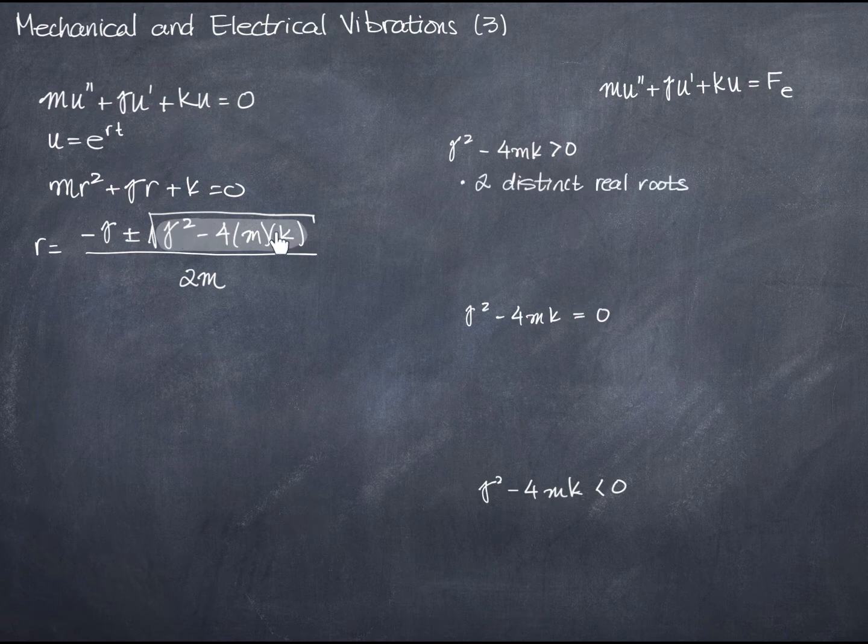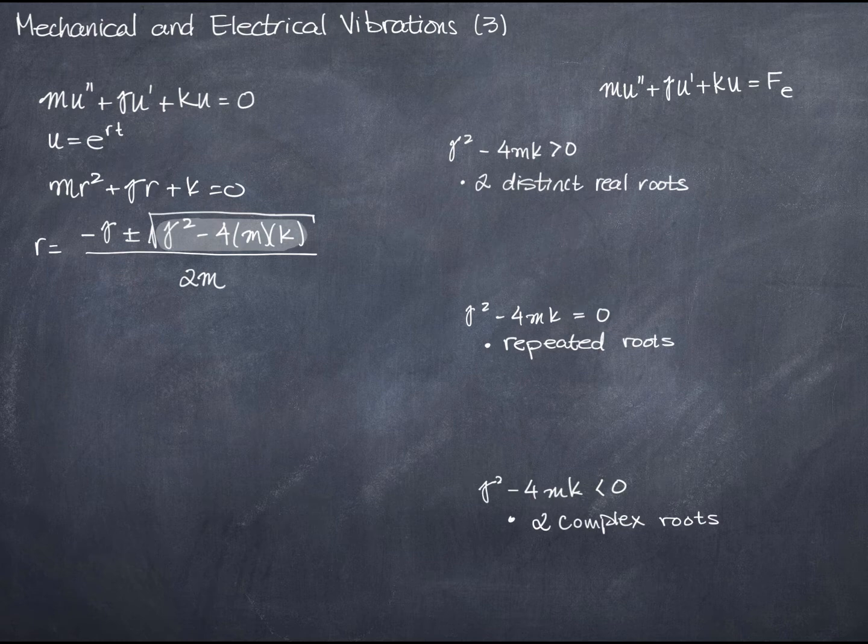If the discriminant is 0, then we'll get a number plus 0 and a number minus 0, which obviously is the same thing over 2m. So here we have repeated roots. And if the discriminant is negative, you end up taking the square root of a negative number. So you get complex roots. And remember that complex roots come in pairs. So we'll have two complex roots.